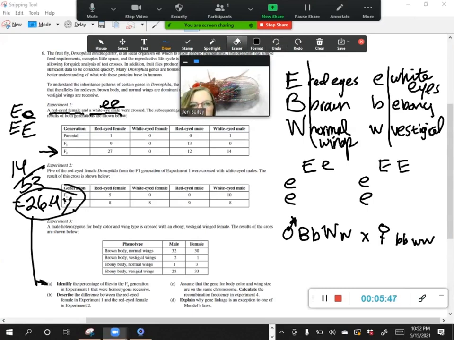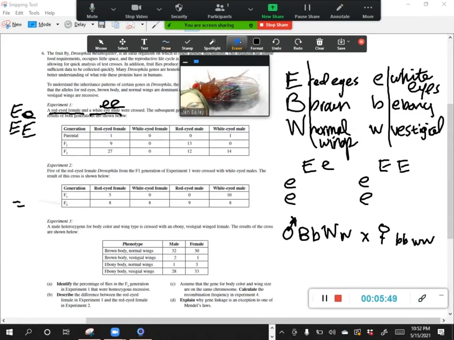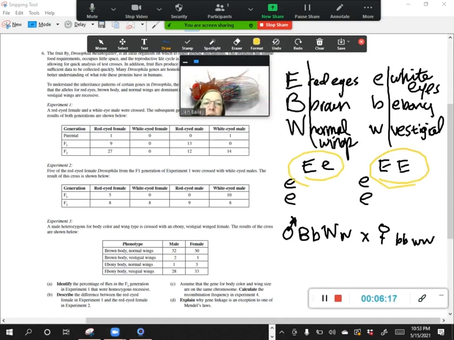All right, so let's go ahead and erase what we can over here. We already know about that. All right, let's look at number 2, or letter B, I should say. Describe the difference between the red-eyed female in experiment 1 and the red-eyed female in experiment 2. Aha, so since we don't know whether these females were heterozygous or homozygous for red eyes, that's what we've got to figure out. And we can figure that out by the results, okay?